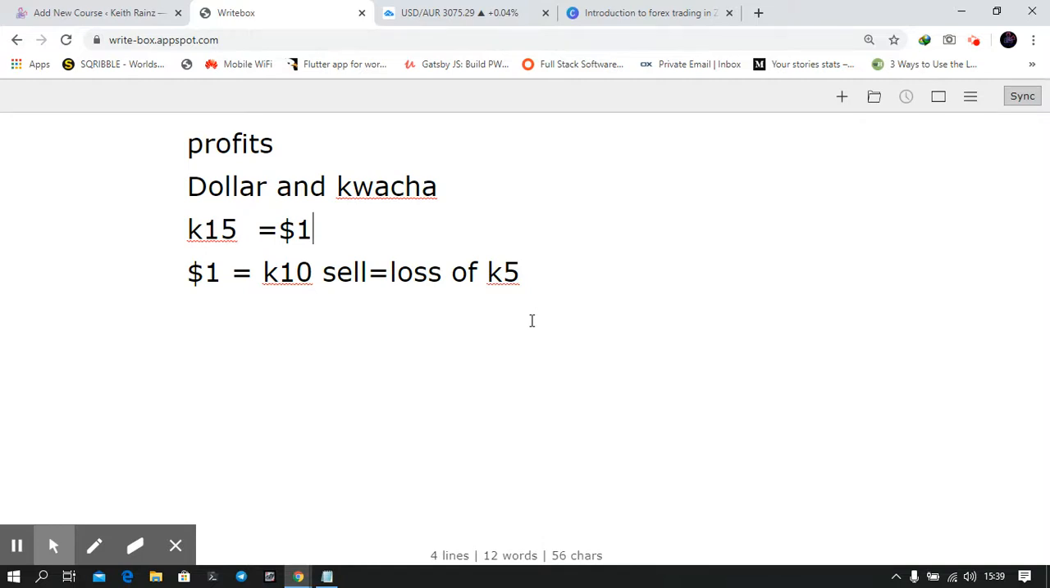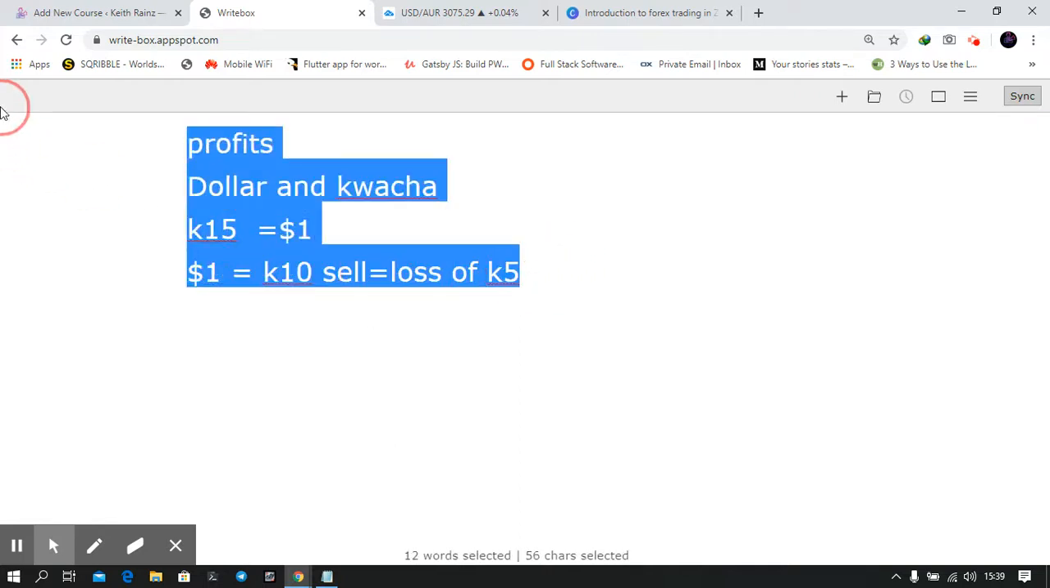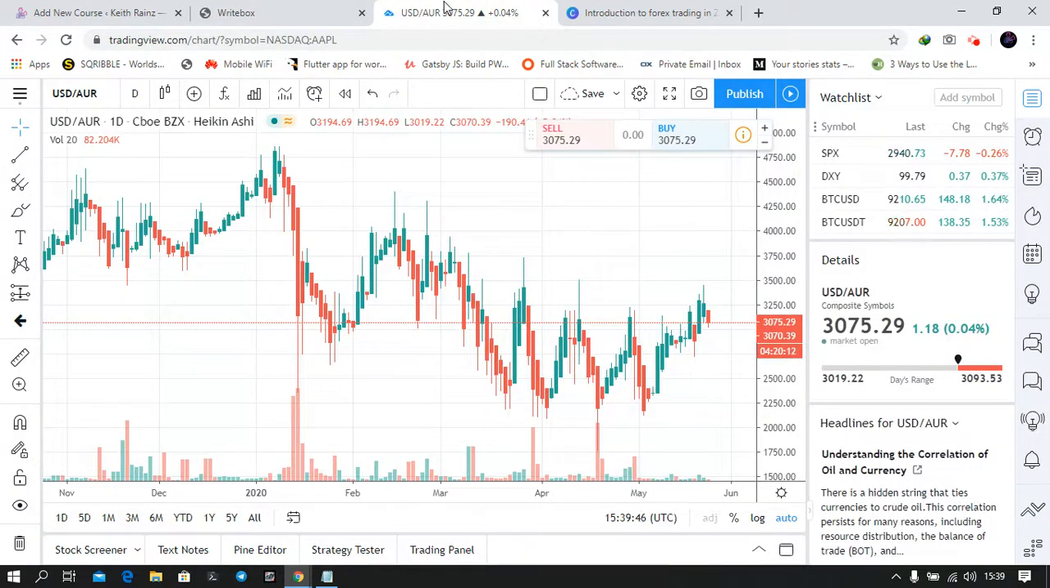Okay, in the previous video we talked about what Forex is, what losses are, and what profits are. So right now I'm going to go to a live example where you learn more about what it actually looks like to buy and sell currencies. So we're going to head over to TradingView.